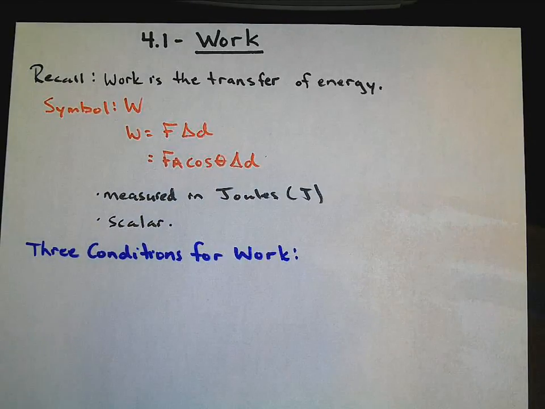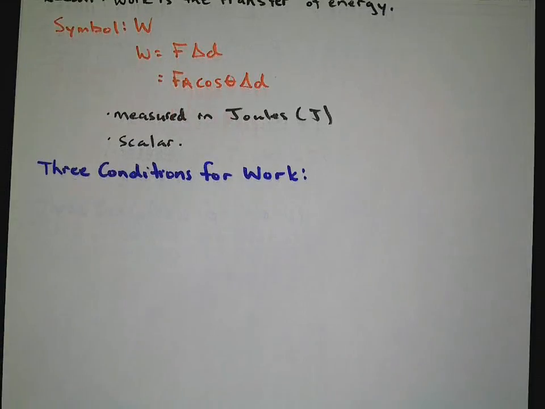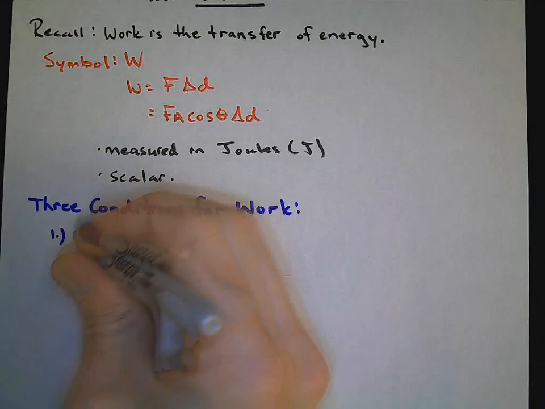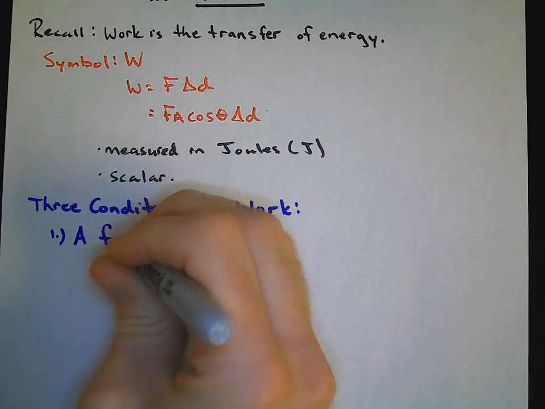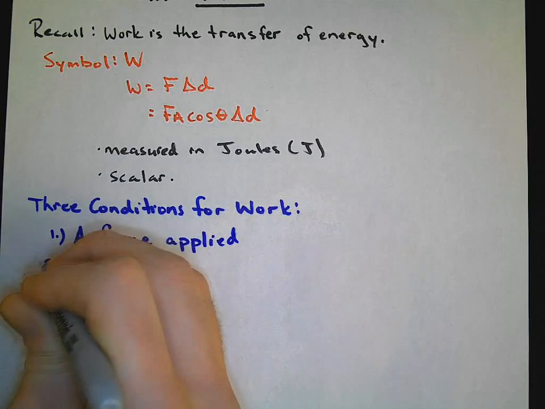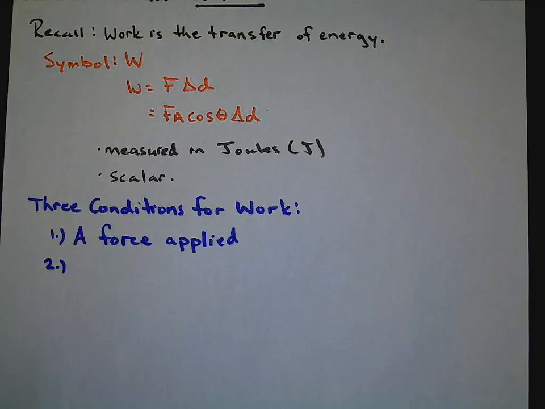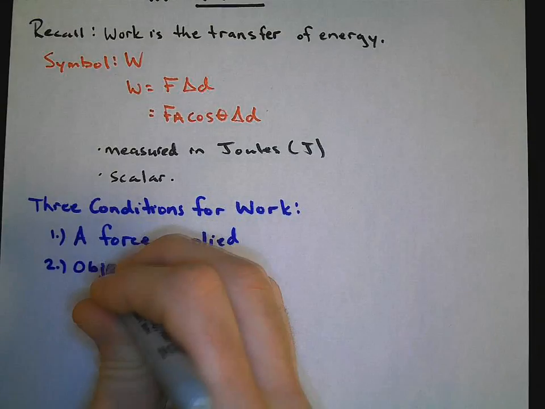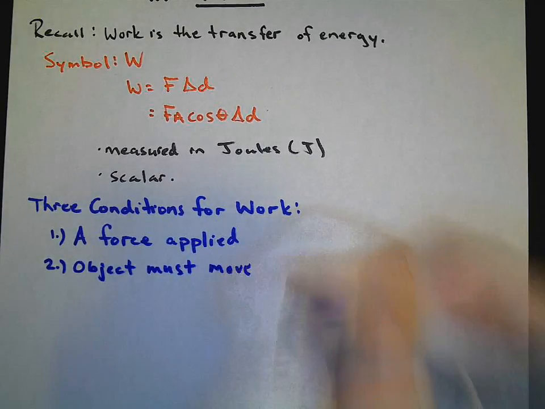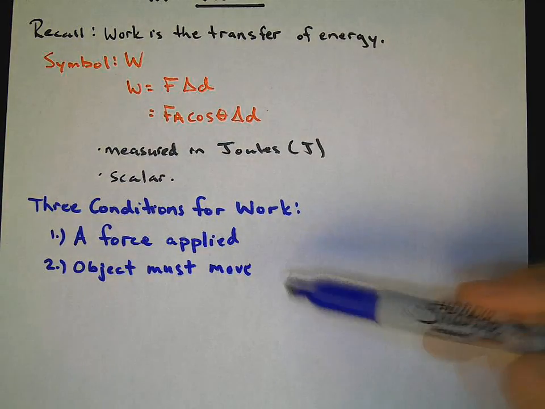We do have three conditions for work. These three conditions must be met for work to occur. First one is that we must have a constant force applied. The second one is if we have a force applied, the object that the force is being applied to must move. If any one of these two are not met, no work can be done.